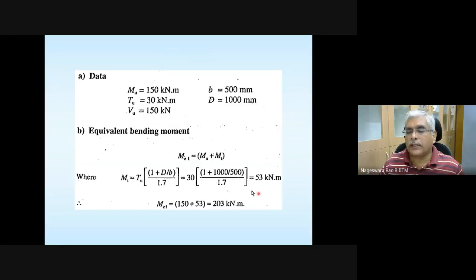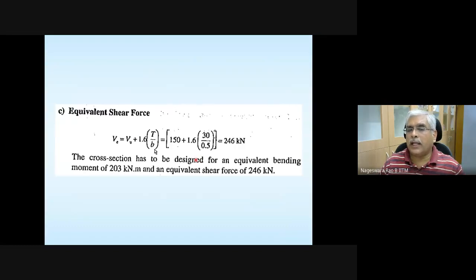You can go through it. It's all self-explanatory. Please cross-check these numerical values while going through this worked example. And here ME1 is calculated, using the notation given in the code. ME1 is the equivalent bending moment, and then the equivalent shear force.